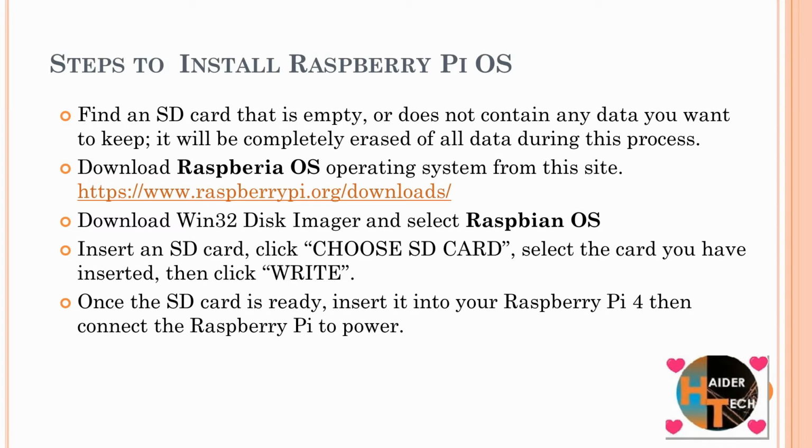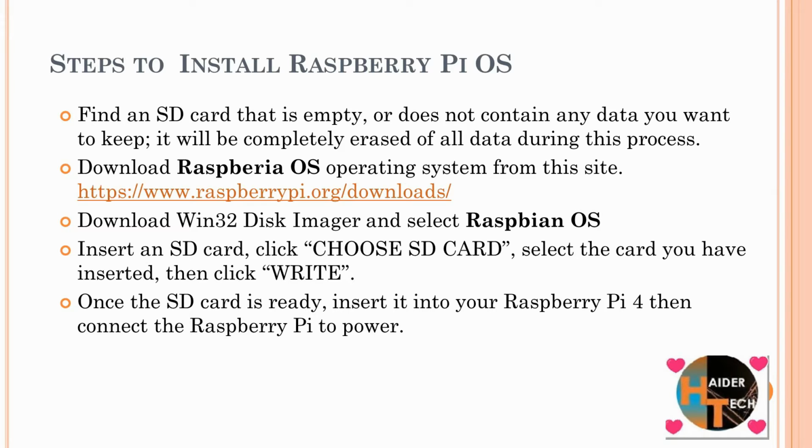So what steps do you need to follow? Please try to understand these steps. If you understand the steps, you can easily do it. The first thing is that you should have an SD card, and it should be empty, with no data at all. If there is any data, it will be erased automatically once you start installing the Raspbian OS. So please make sure your SD card is empty. This is the first point.